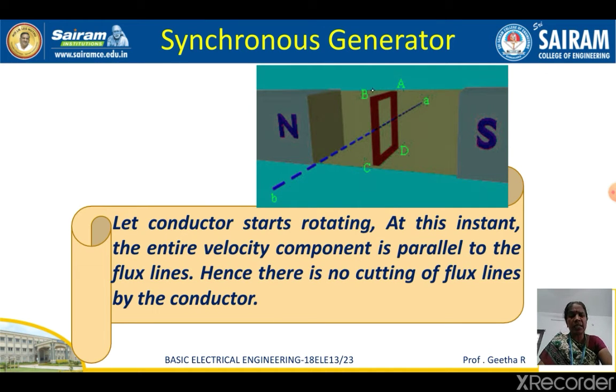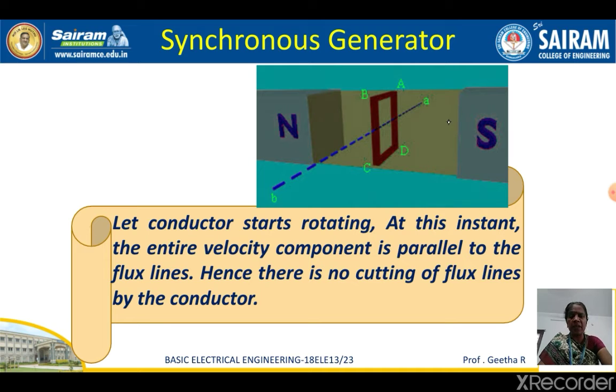Let the conductor start rotating in the clockwise direction. At this instant, at the initial stage, the entire velocity component is parallel. You can see the direction of the flux lines from north to south. When the coil is rotating, its velocity component will be parallel to the flux lines. When it is parallel to the flux lines, it will not cut any of the flux, so there will not be any change in the flux. When there is no change in the flux, no EMF will be induced in the conductor.